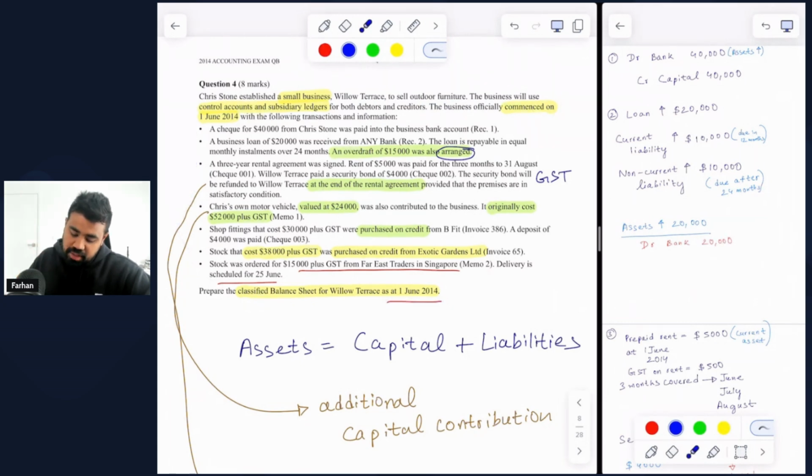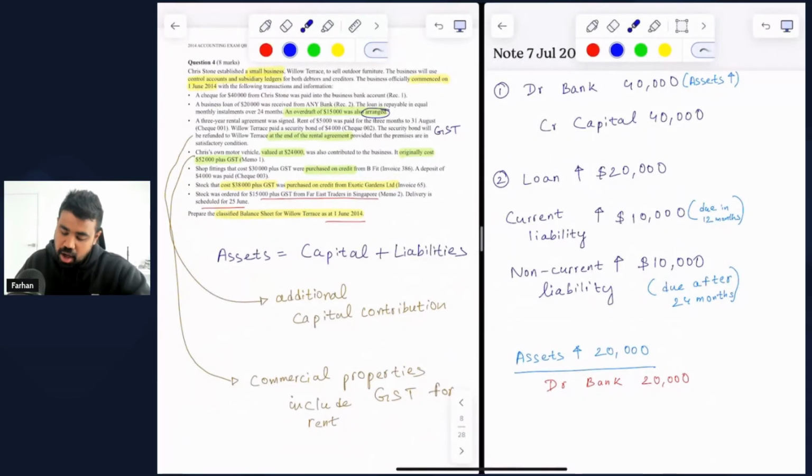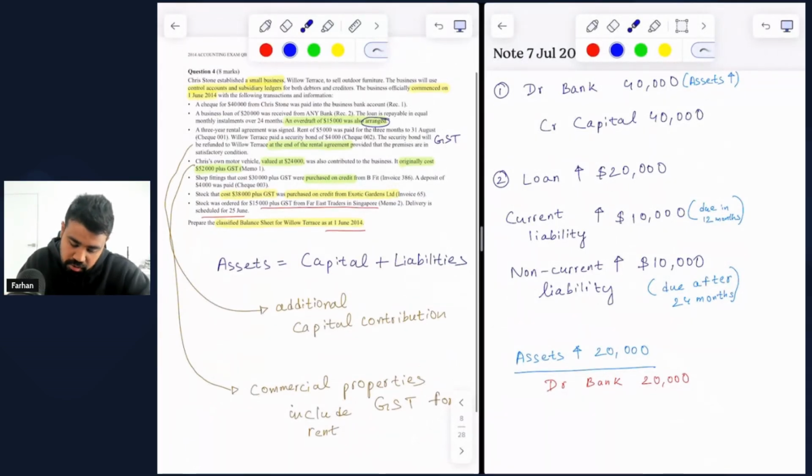So we understand that the accounting equation is assets equal to the total of capital plus the total of liabilities, which means when we prepare the balance sheet, we need to show all the assets on one side, which can be broken down into current assets and non-current assets. And on the other side, we show the current liabilities, the non-current liabilities, and the owner's equity. So let's start with the first additional information that we have. On the right hand side of the screen, you can get to see the workings.